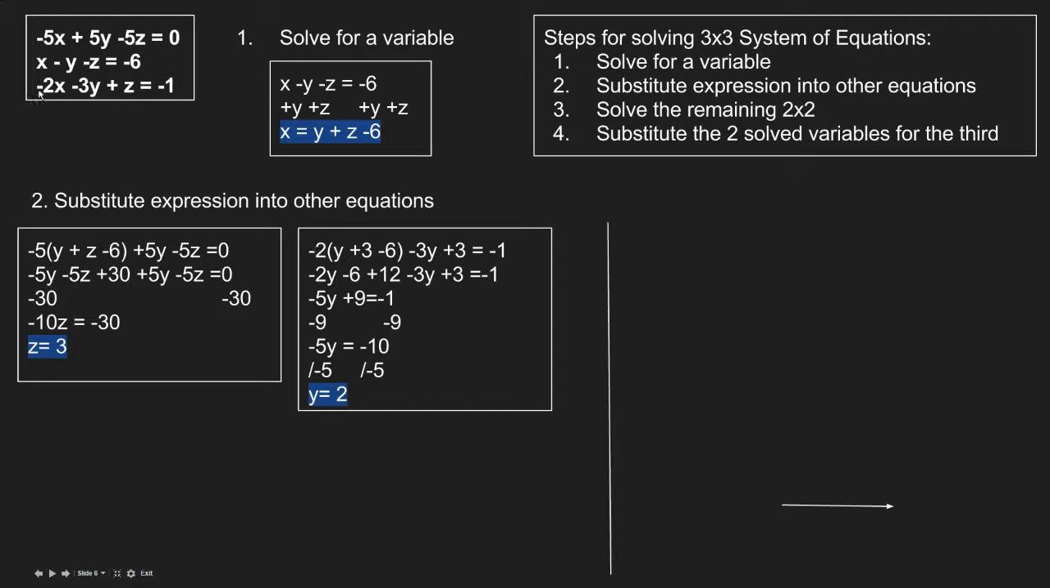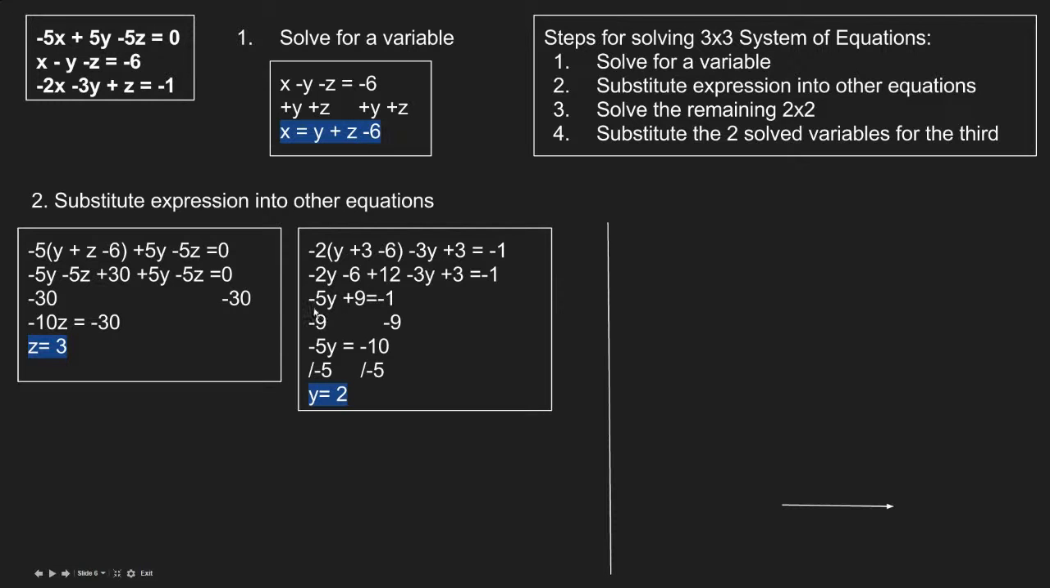So now with this bottom equation, we'll substitute the x with y plus 3 minus 6. So negative 2 times y plus 3 minus 6, minus 3y plus 3 equals negative 1. And then, of course, you're going to distribute the negative 2 across. So then you'll get negative 2y minus 6 plus 12 minus 3y plus 3 equals negative 1. And then you'll combine like terms. So the negative 2y and the negative 3y combine to be negative 5y. The negative 6, the 12, and the 3 all combine to become 9. And the negative 1 is just outside the equation, so that stays the same.